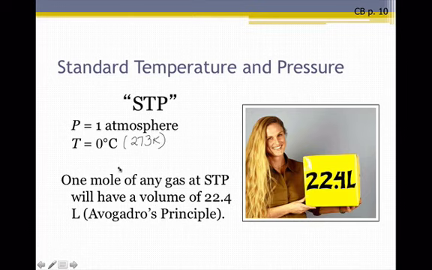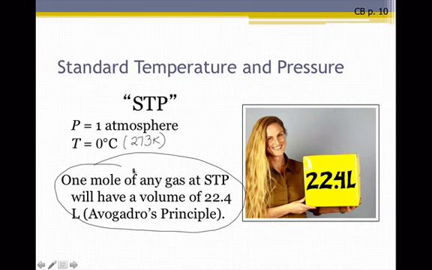And then a really important relationship that you need to remember is that 1 mole of any gas at STP will have a volume of 22.4 liters. And that is the rule that Avogadro came up with. So no matter what the gas, if it's at STP and you have a mole of it, it's going to have a volume of 22.4 liters. And that's important to us because we get to use it in some of our stoichiometry problems that we're going to be doing.